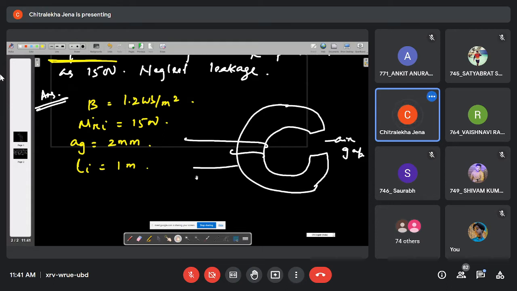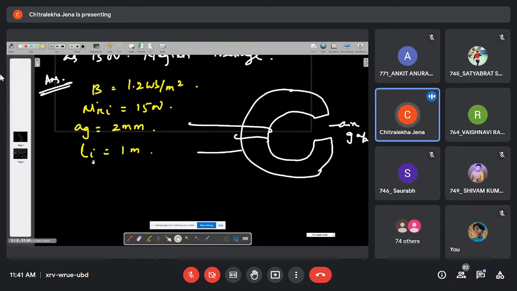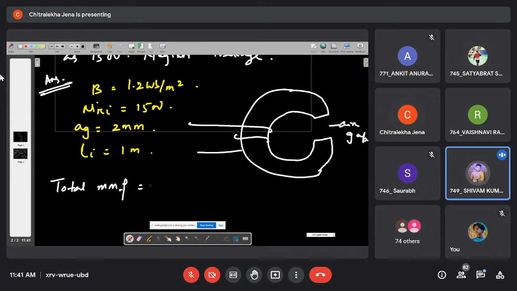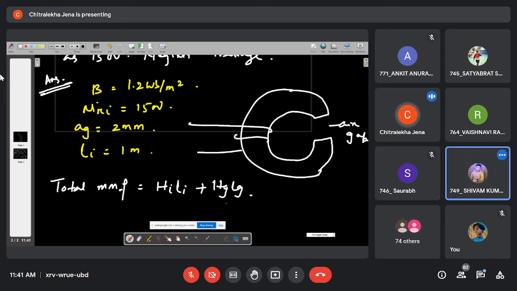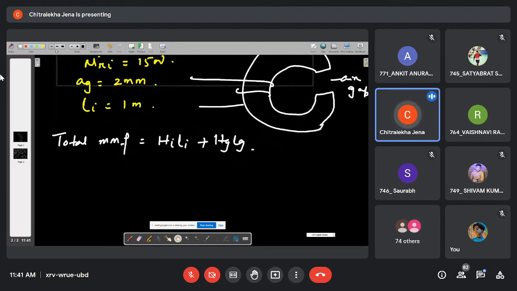Now how do you proceed? What is the formula of total MMF? I have explained it just today. Total MMF, ma'am, B upon mu naught into mu R, so simple: HI LI plus HG into LG. Am I correct or not? Yes, ma'am. Shubham, understood or not? So now we will find out what is HG and what is HI.